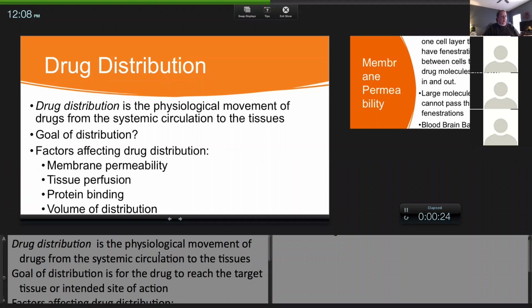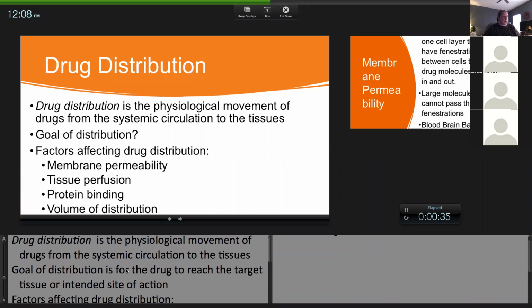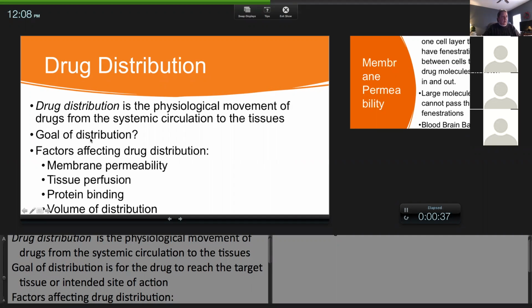And the goal, when we talk about physiologic movement, is that you give the drug, and it's got to travel through the tissues to the target, whatever the drug is that we're giving. What's the goal of distribution? It's right under here. It's to get to the target tissue. When you give a sedative in the muscle, the brain is our target tissue, right? We want to sedate them. So it's got to get from the muscle.